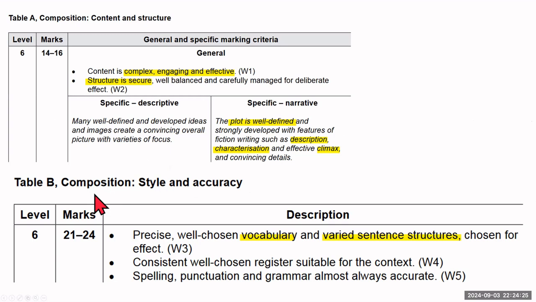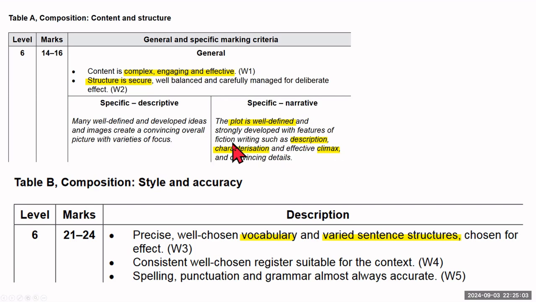Before we start, we want to look at the mark scheme so that we know what the examiner is looking for. For content and structure, the highest level is level 6, and you get 14 to 16 marks if you're able to accomplish this. So write content that is complex, engaging, and effective. And structure should be secure, which means that your plot is well defined. And this is basically what I'm going to be doing with you today.